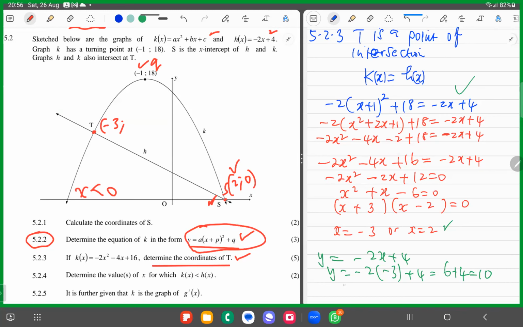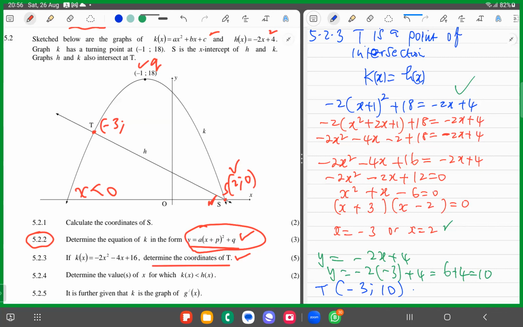Which means that x is minus 3 and y is 10. So these are the coordinates of the point T. So in 5.2.3, we have that x is minus 3 and y is 10. These are the coordinates of T. All right, so we're done.